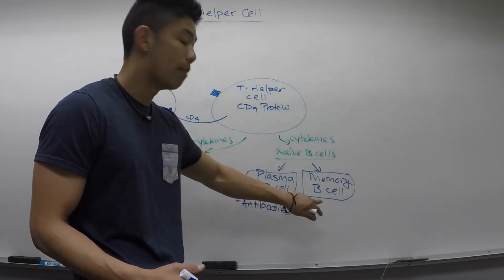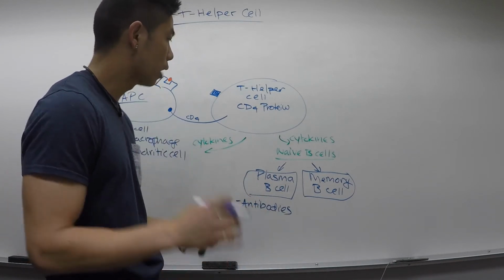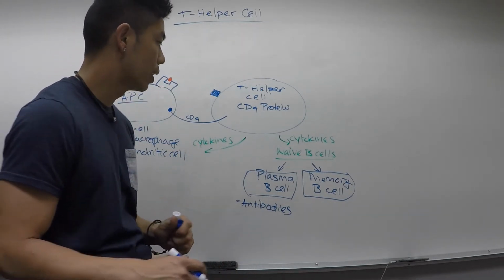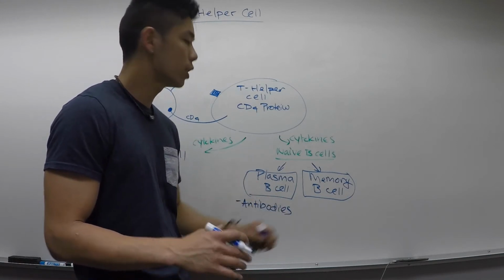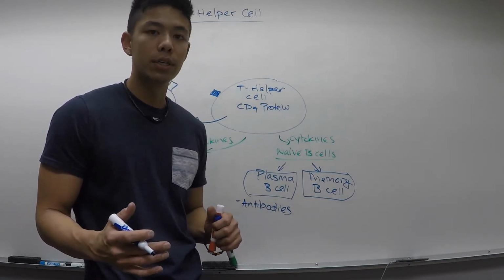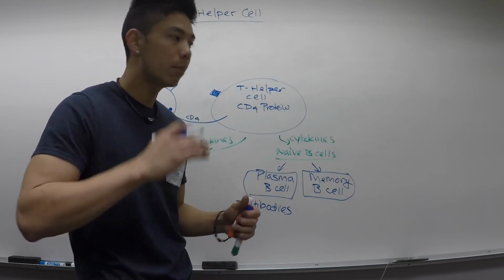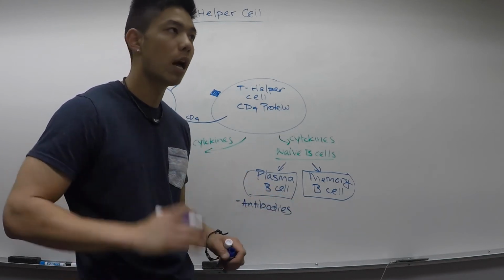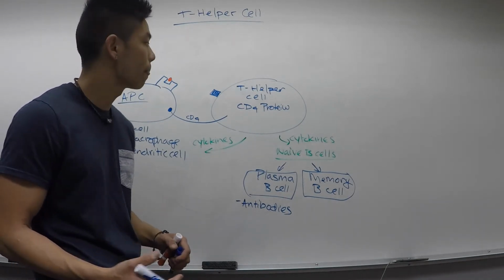However, we're also going to produce these memory B cells, and these memory B cells are going to be clones of this antigen here. Basically, they're going to produce a bunch of cells that will just stay in our immune system for the rest of our life. If we ever get this infection again, we're going to be able to release these memory B cells. It's going to be a lot quicker, and we're going to have a lot quicker fight against this infection that we might get again in our lifetime.